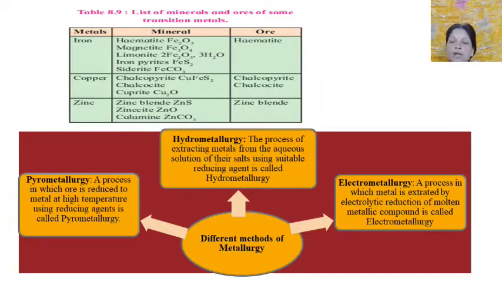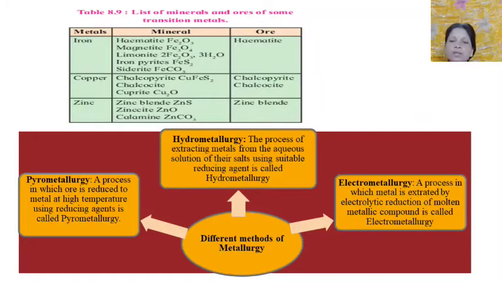So let us discuss the third one, electrometallurgy, a process in which metal is extracted by electrolytic reduction of a molten metallic compound.